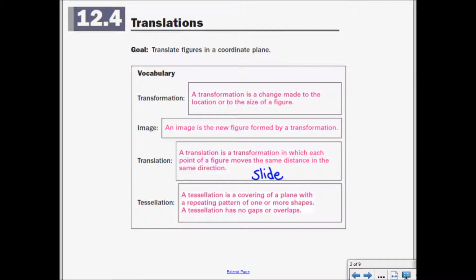A tessellation is a covering of a plane with a repeating pattern of one or more shapes. A tessellation has no gaps or overlaps.